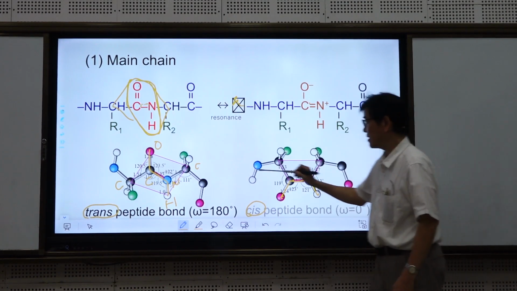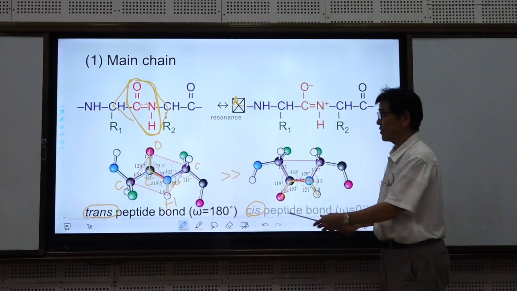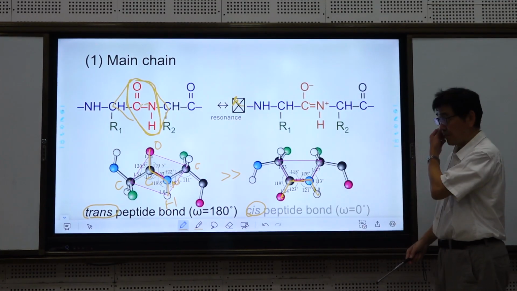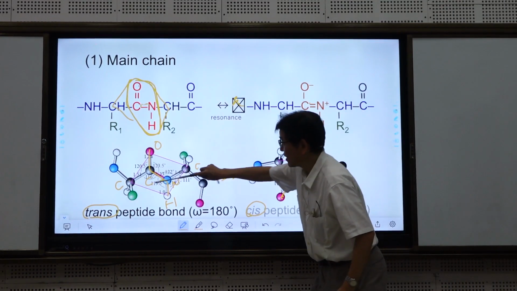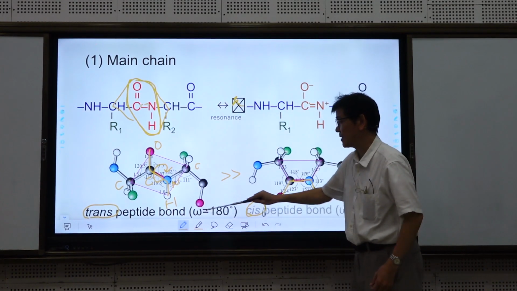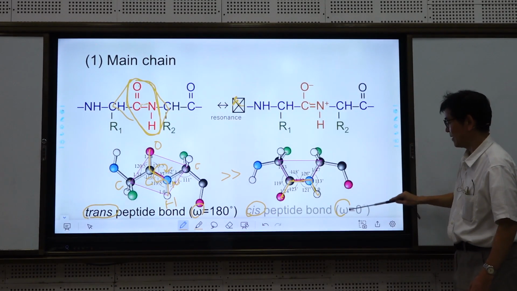And in many cases, the peptide bond exists in the trans-peptide bond. And this rotation angle is specified by the angle omega. Okay.